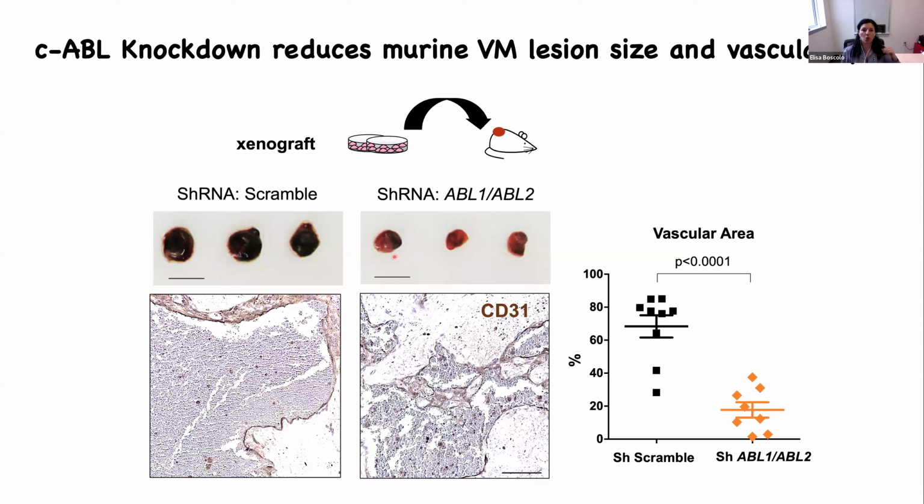You can see that compared to the shRNA scramble, the lesions are smaller and they are less vascularized, as you can see in the quantification for the percentage vascular area. So all of these together suggest that ABL has an important role in the formation of venous malformation.